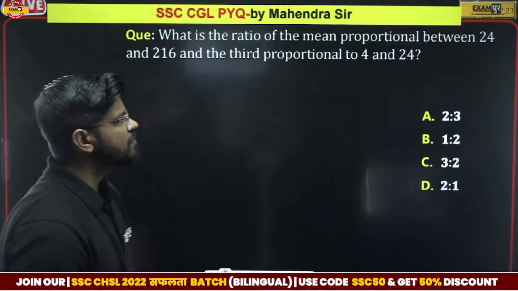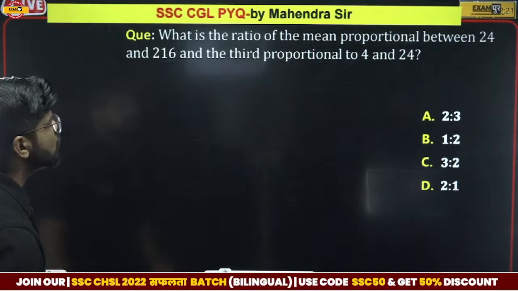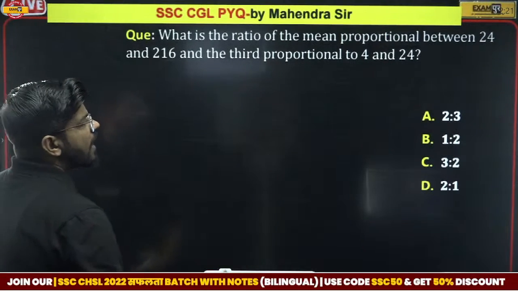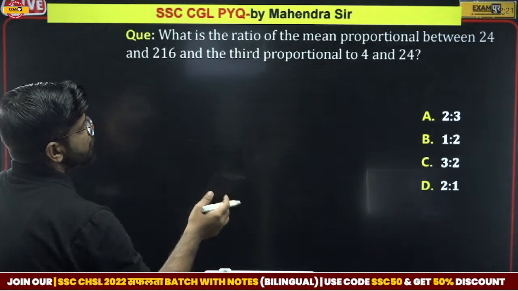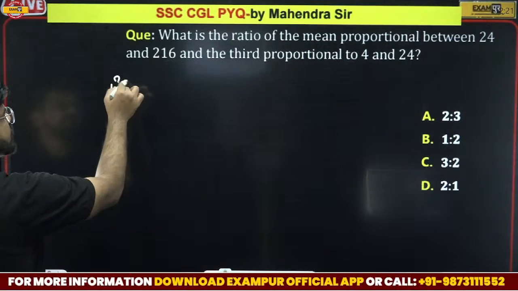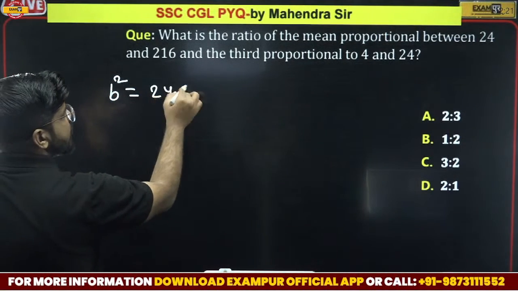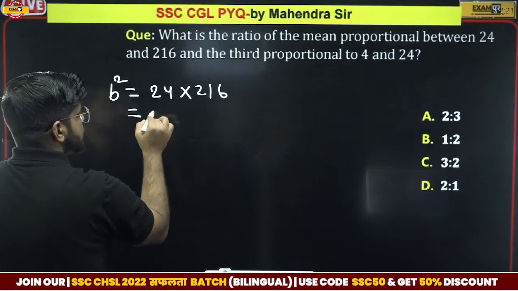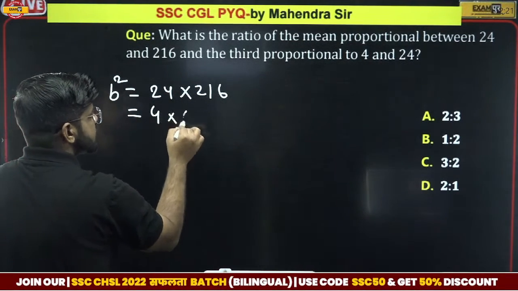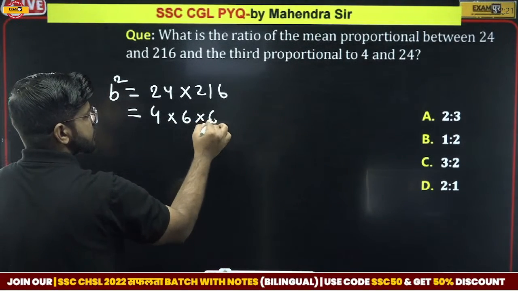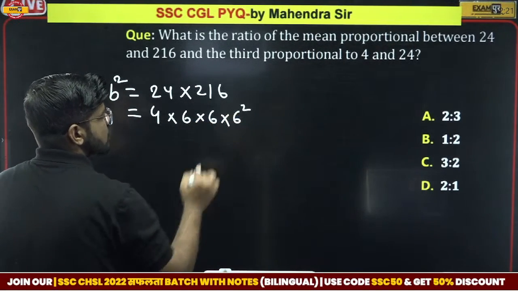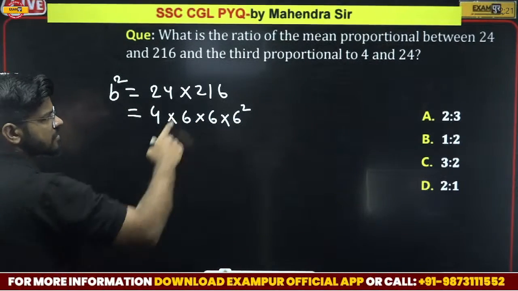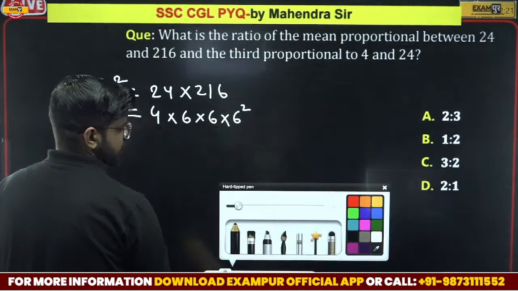What is the ratio of the mean proportion between 24 and 216 and the third proportion to this and this? So what is mean proportion? It is B square equal to 24 into 216. How can we write 24? 24 can be written as 4 into 6, and 216 as 6 into 36, that is 6 cube, so 6 into 6 square.